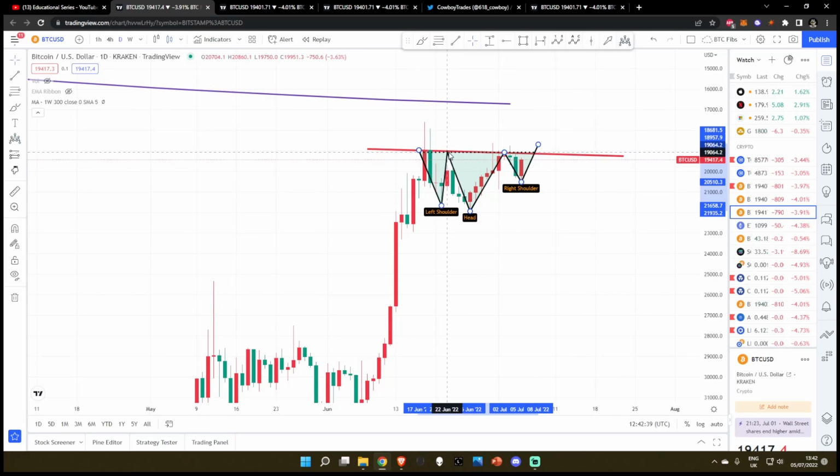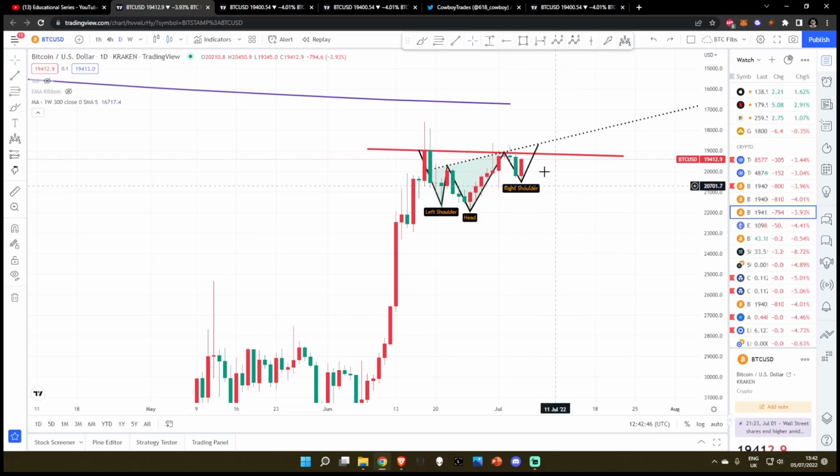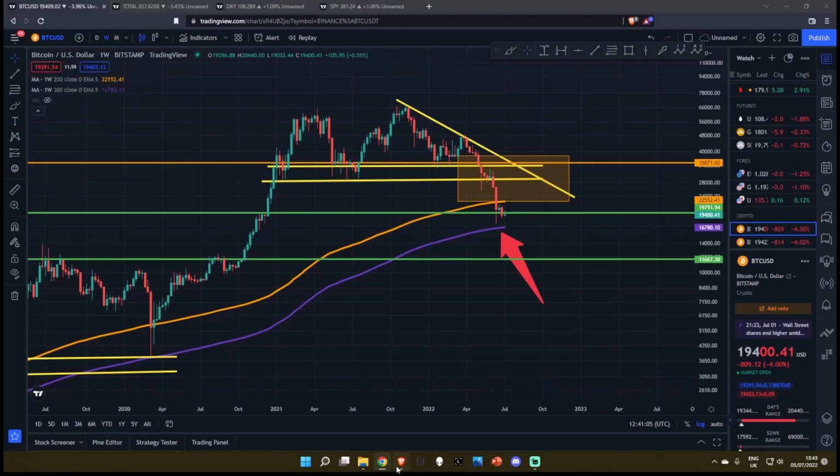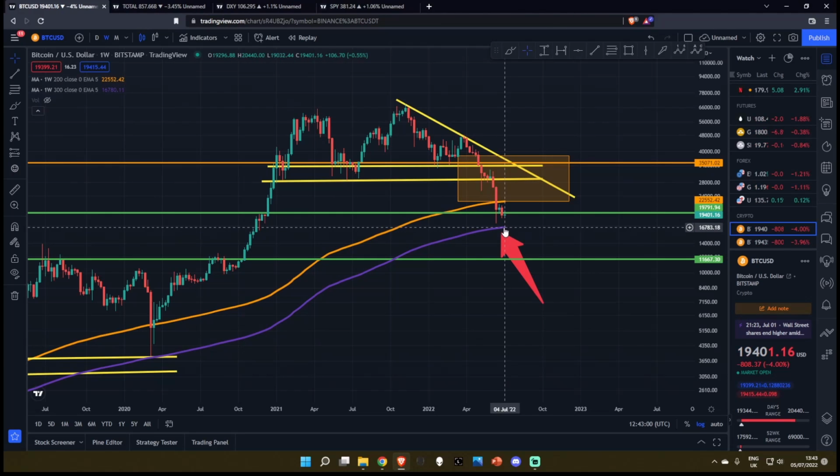I mean, you can kind of just stretch this up here if you want and consider the neckline to be here at 19,100, or you can draw it like this, which is how it would be drawn from the left shoulder if you did something like this. But nonetheless, between the ranges of 19,100 and 18,600, which once again is also where the 300 week moving average is going to be, this would be the breakdown.